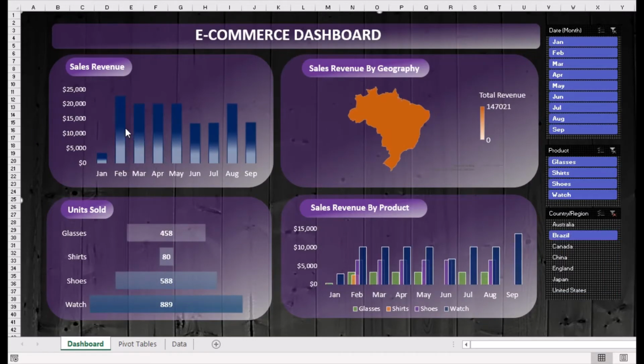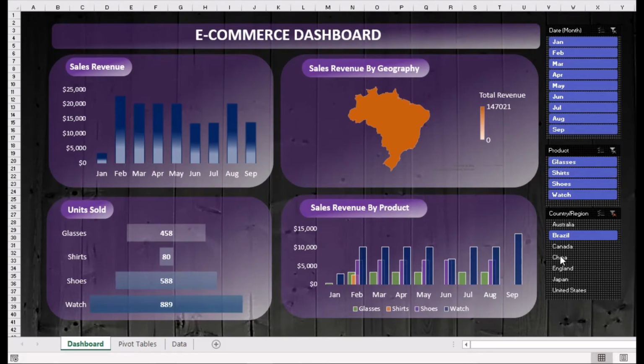There you go. We see that from February to September we have a declining trend of sales revenue. 588 units of shoes sold, 458 glasses sold, and 889 watches were sold. 1,47,021 was the total revenue, and this is the sales revenue by the product.